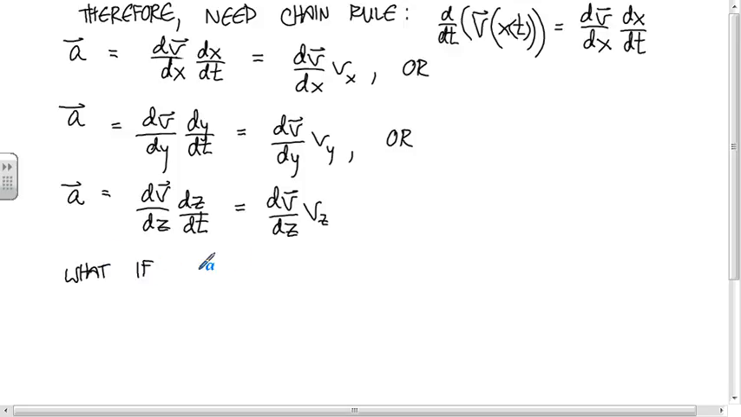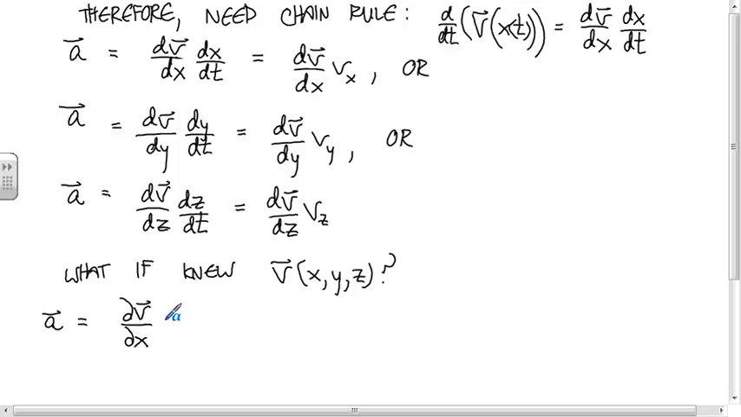So what if you knew the velocity as a function of x, y, and z? Well, the chain rule says that the acceleration would be the partial of v with respect to x times the x component of the velocity plus the partial of v with respect to y times the y component plus the partial of the velocity with respect to z times the z component.